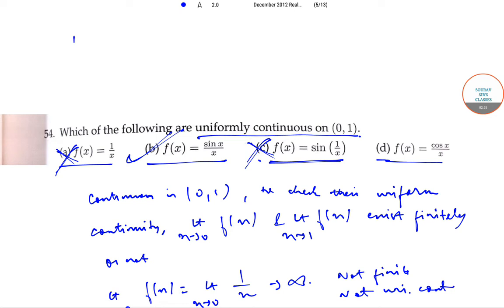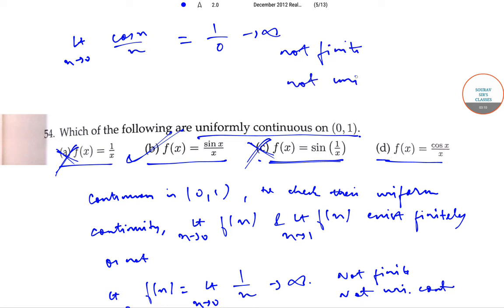And for option D, the limit as x tends to 0 of cos x / x is equal to 1/0, which again tends to infinity, is not finite and therefore not uniformly continuous. Therefore, option D is incorrect as well. So option B is the only correct answer.